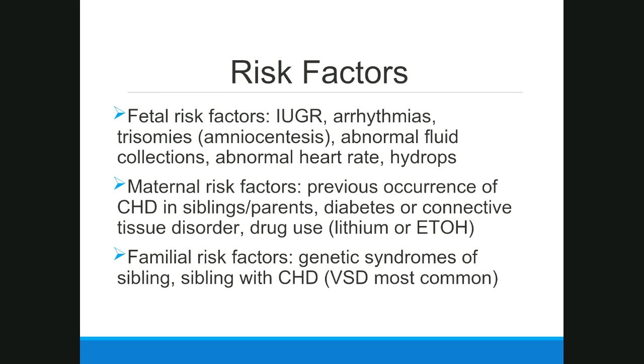IUGR is an increased risk for congenital abnormalities. Typically, if you document hydrops or an abnormal fluid collection like a pericardial effusion, you want to do as thorough an evaluation as you can. If not, refer them out for a fetal echo for a closer look. Maternal risk factors, of course, a previous occurrence of a congenital heart defect, a CHD, in siblings, parents, first-degree family relatives.